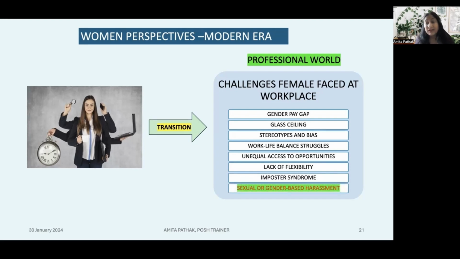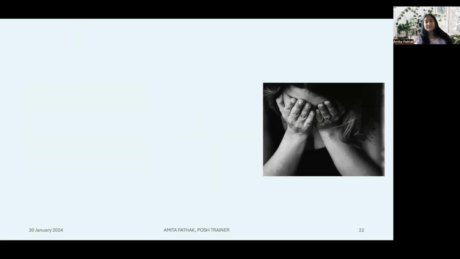And lastly, sexual or gender-based harassment. She has to face sexual or gender-based harassment, where the people around her do certain kinds of harassment. She is not even aware of whether it is harassment. She just came out of the house to support her family for her career aspirations, not for gender harassment. But she faces these challenges when she is at the workplace.